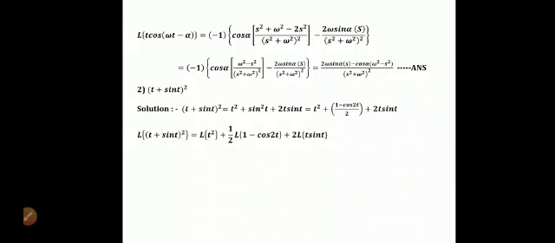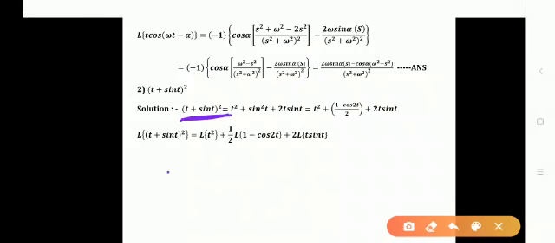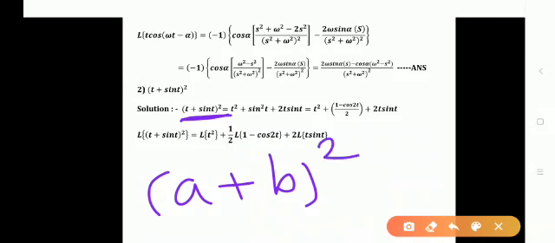Now we will go to the second example. Very simple one. Here the function is given as t plus sin t bracket square. Here also we have to first simplify the function. Now t plus sin t is nothing but in the form of a plus b bracket square with a equal to t and b equal to sin t. So expansion gives a square plus b square plus 2ab.